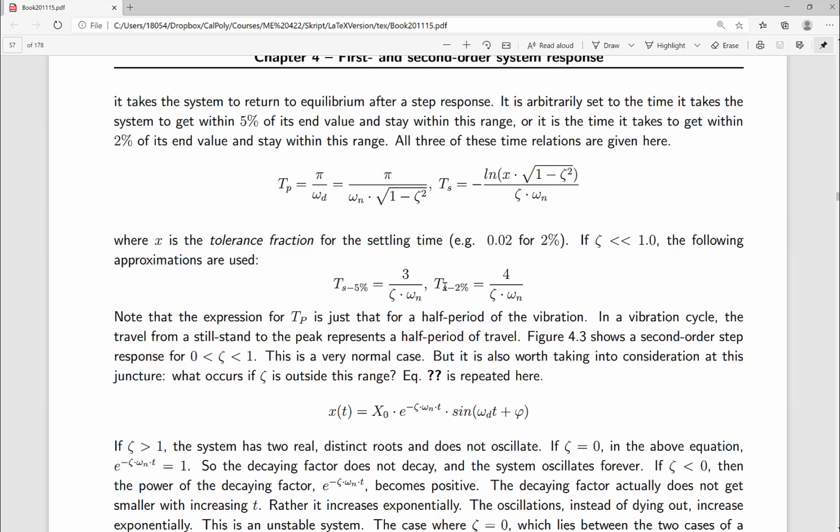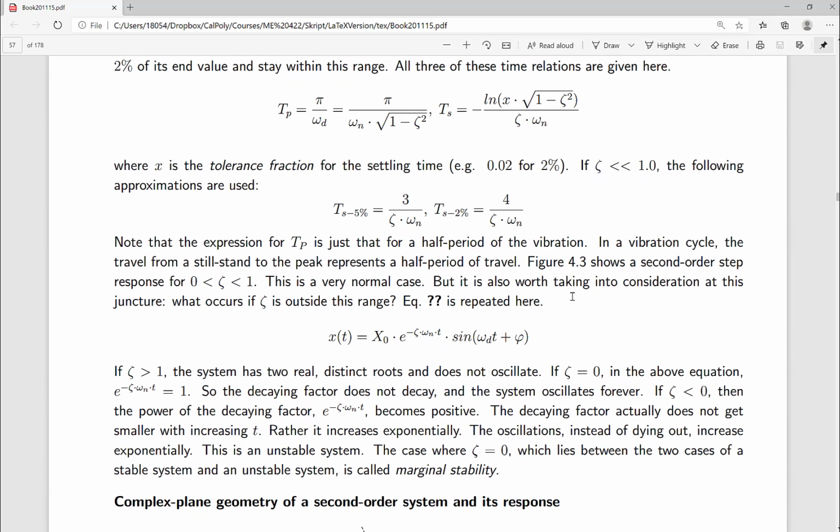And then you have a 2% band. So the 5% band, it's 3 over zeta times omega n. The 2% settling time, so you're within 2% of the final value, and once you arrive at that point, you never come out of that again. And that's 4 over zeta omega n. Different industries will have different standards. What I'm going to use always, just to be consistent, is this 2% band here.